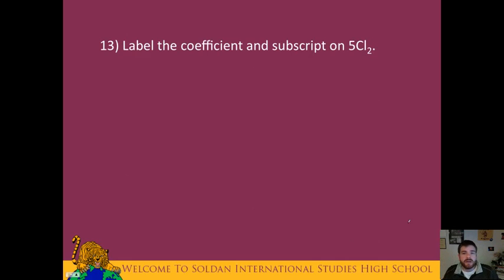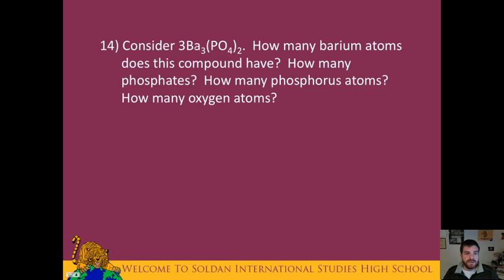Number 13, label the coefficient and subscript. Coefficient is the big number in front that tells the number of molecules. Subscript tells the number of atoms. So the coefficient is the first one. Let's probably save some ink here. And subscript is this one. Cool. Number 14, consider this barium phosphate. How many barium atoms does this compound have? All right. Well, there are 3 barium atoms here.